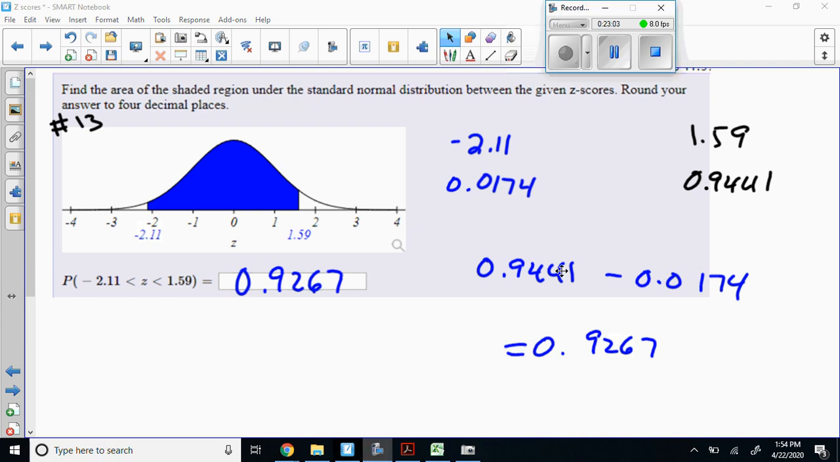You just gotta make sure you have all 4. Make sure you have all 4 of these, right? And then just the big one minus the little one, and that should give you the 4 decimal places. Should, right?